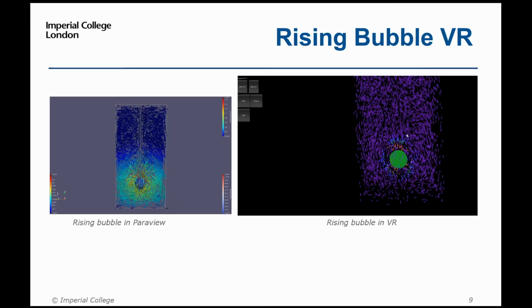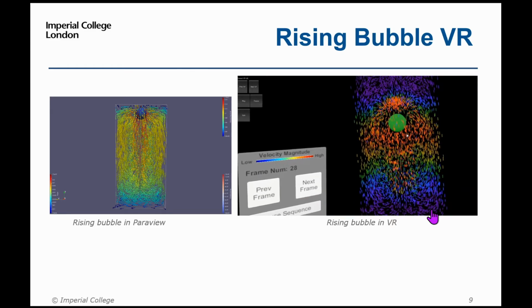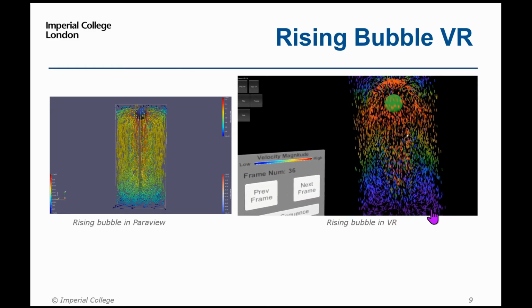In this talk, I am showing you two example implementations. The first one is a rising bubble. The left-hand side shows the time-varying CFD data visualized in ParaView at 3 frames per second. The streamlines follow velocity vector and color represents its magnitude. The right-hand side is what a student sees in VR. There is a control panel user interface where the time-varying data can be viewed frame-wise or as a sequence at 1 frame per second.